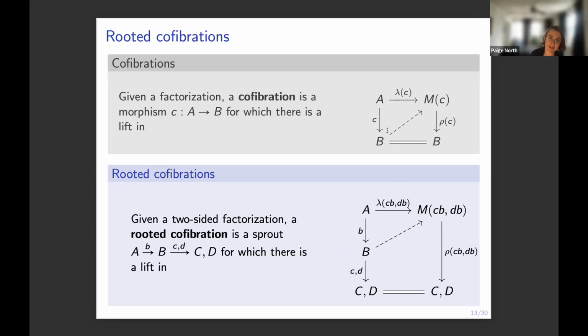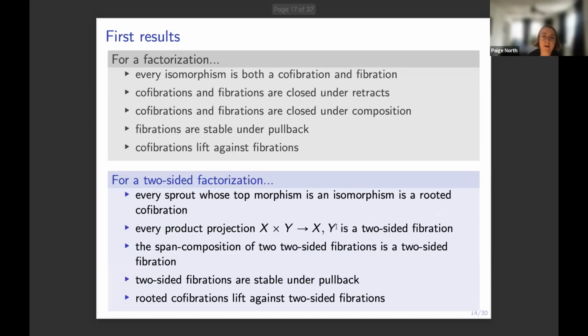Okay, so it looks almost the same as this picture, except we have to do some composition before we can factor, and we call that a cofibration. Then there are some results. Maybe I'll just go through this quickly. When we have a weak factorization system, we have some basic left maps and right maps, which are isomorphisms. They're always closed under retracts and composition. The fibrations are stable under pullback. Cofibrations are stable under pushforward. And the cofibrations, of course, lift against the fibrations. That's kind of the main point.